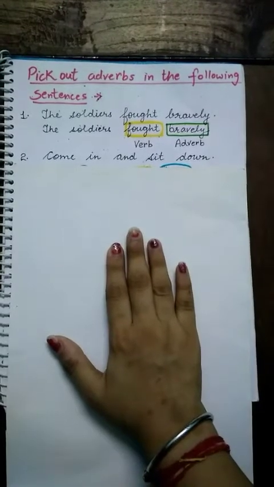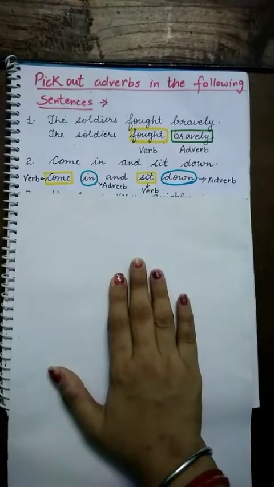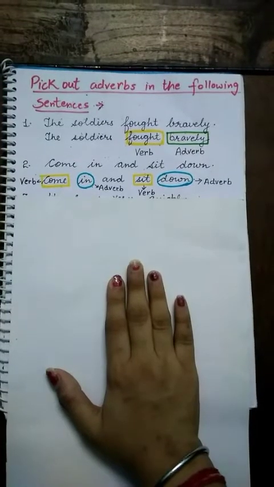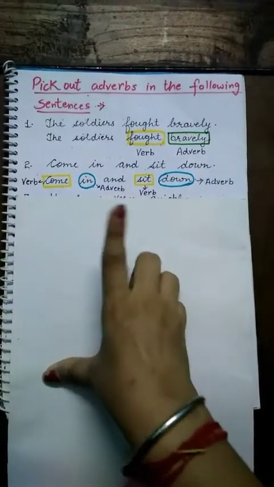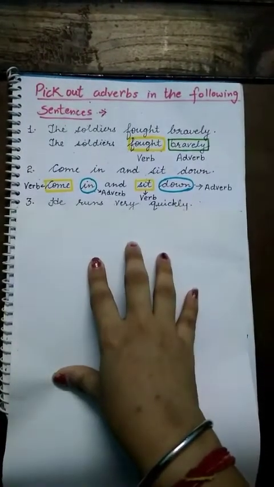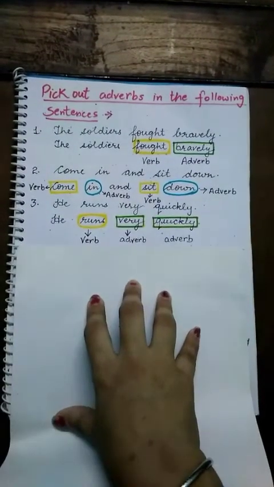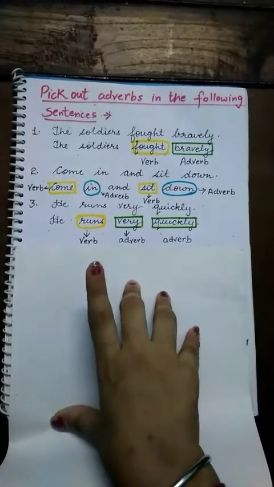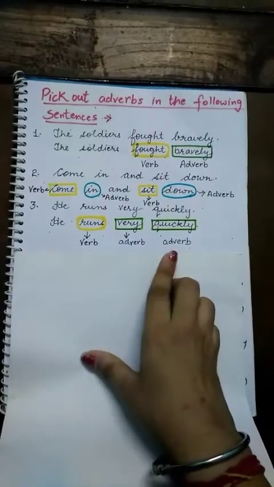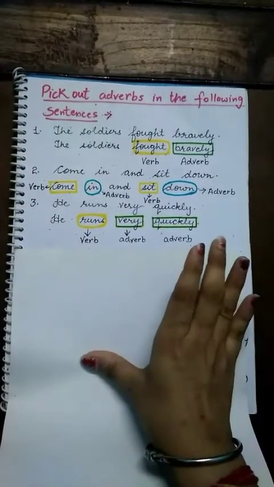Come in and sit down. Very good. There are 2 adverbs in this sentence. One is in and the other is down because they tell you about the verbs come and sit. Now let's move to sentence number 3. He runs very quickly. Very good. There are 2 adverbs in this sentence which tell you about the verb runs. One is very and the other is quickly. Now let's get back and discuss the kinds of adverbs.